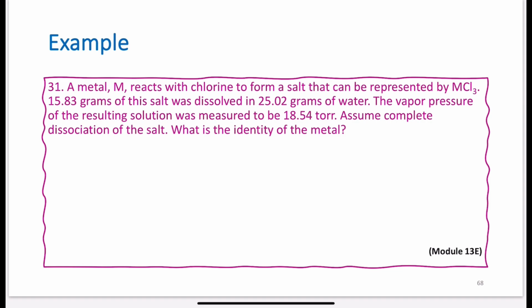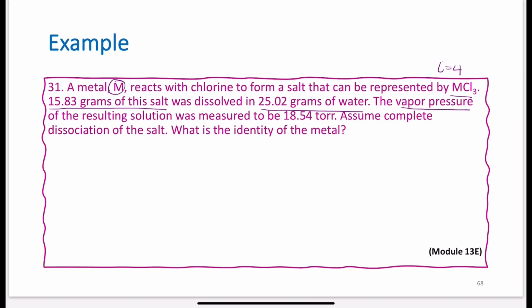So I know I've got a metal, M. I know it reacts with chlorine to form a salt represented by MCl3. So I know my i value. I know i has to be equal to 4, since I've got one metal and 3 chlorines. I know I've got 15.83 grams of this salt dissolved in 25.02 grams of water. So I know what my solvent is.